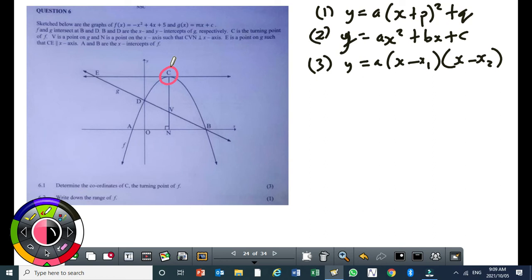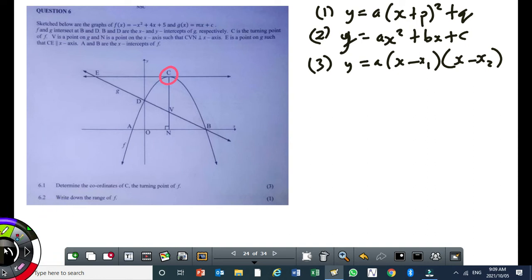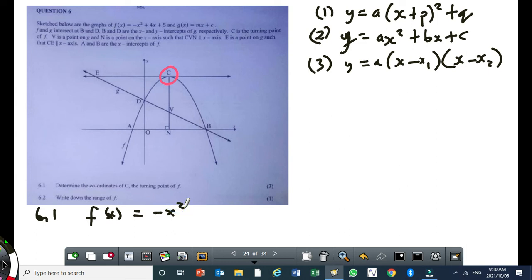So I will share probably all the methods, and you can decide which one is better for you. So it's 3 marks. So 6.1. Let's start with calculus. Let's say you like calculus for that question. You see that it's talking about the turning point. At the turning point, the gradient is what? 0. So your equation of your quadratic function is f of x equal to minus x squared plus 4x plus 5.